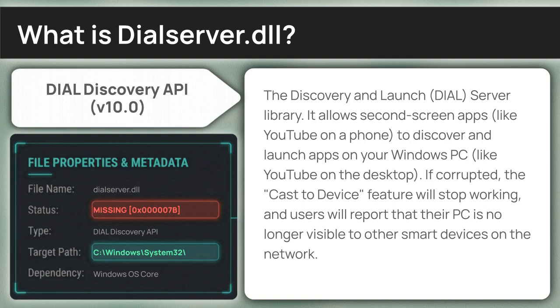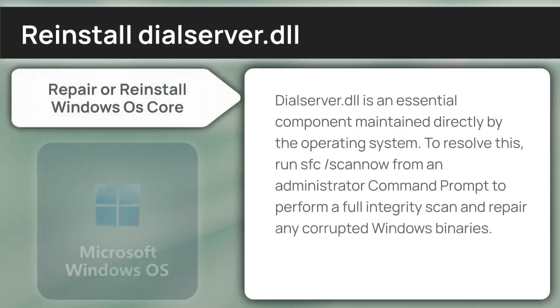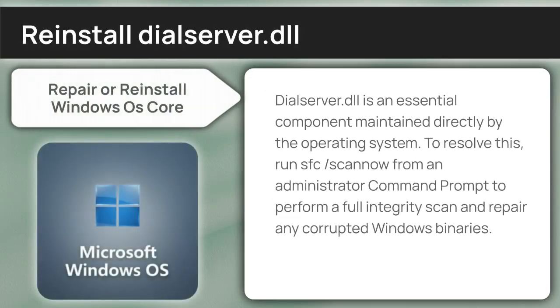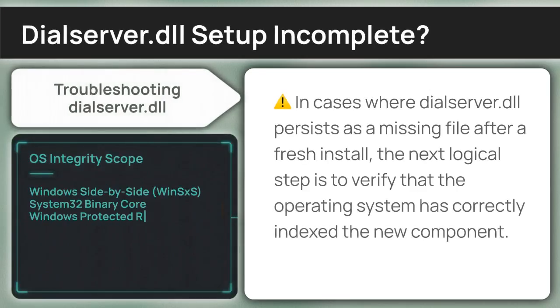Now that you have the context, let's move into the repair process with a fresh installation. Dialserver is an essential component maintained directly by the operating system. To resolve this, run sfc /scannow from an administrator command prompt to perform a full integrity scan and repair any corrupted Windows binaries. Should the file remain missing after a reinstall, we need to ensure that the operating system is forced to re-index its shared library paths.